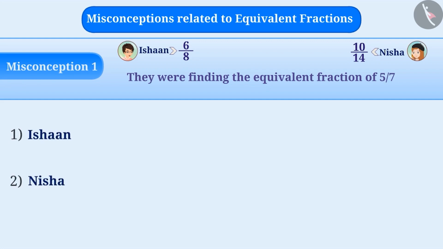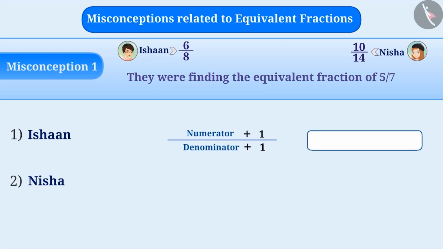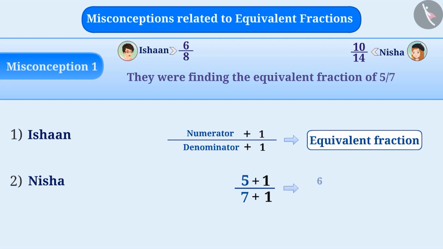Sometimes there is a misconception that adding the same number to the numerator and the denominator of a fraction gives its equivalent fraction. In this way, Ishan had definitely added 1 to the numerator and the denominator of 5 by 7. Therefore, he got fraction 6 by 8, which is incorrect. So option 1 is the wrong answer.